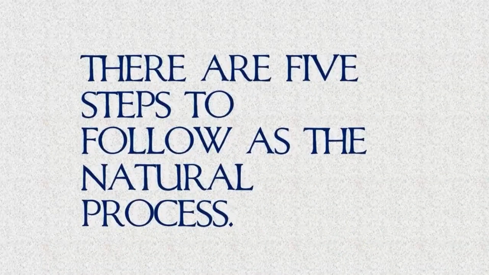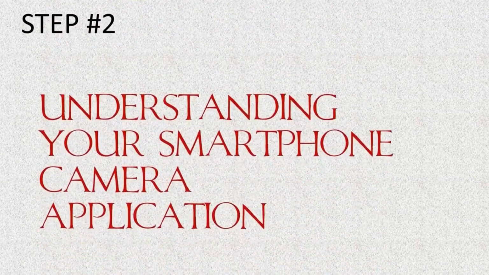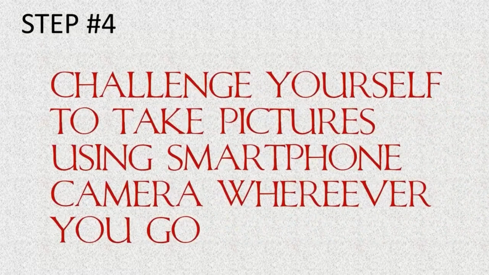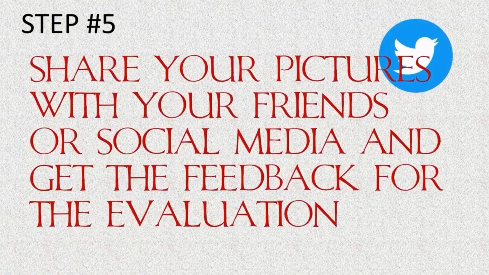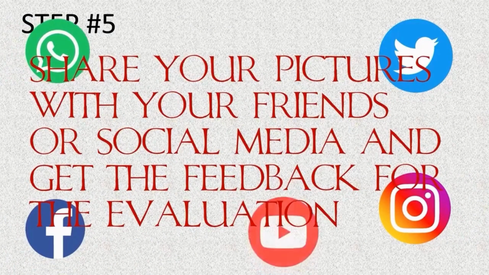There are 5 steps to follow as the natural process. No shortcut. Step 1. Understanding the basic concept of smartphone photography. Step 2. Understanding your smartphone camera application. Step 3. Start practicing taking pictures using smartphone camera in your surroundings. Step 4. Challenge yourself to take pictures using smartphone camera wherever you go. Step 5. Share your pictures with your friends or social media and get feedback for evaluation.